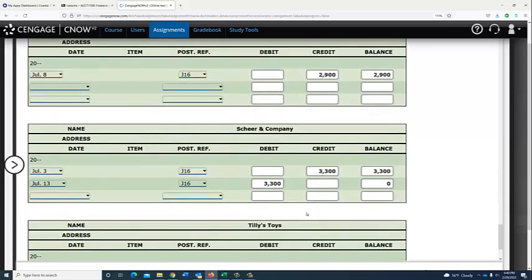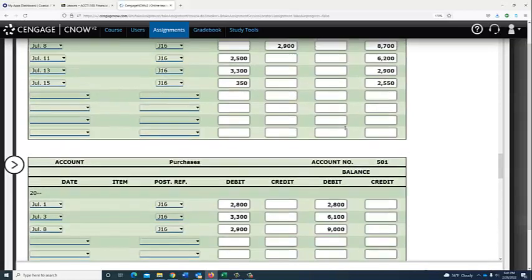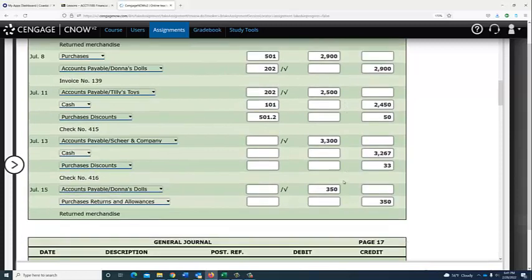And then we need to update Donna's account for the return. That was a debit of $3.50. So we have a credit balance of $2,900 minus the $3.50 debit. Okay, so we'll go back up, enter the posting references. Okay, so that would be 202 and 501.1. And then we need to enter these posting references as well.